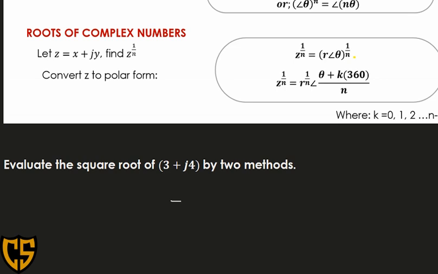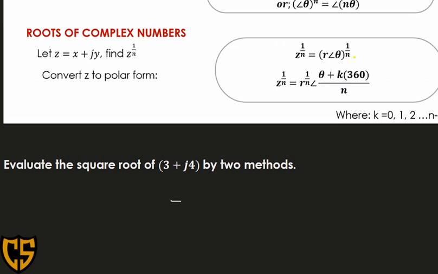Okay, so hello guys. For this video, we are going to learn how to solve for the roots of complex numbers. Specifically, we are going to discuss the square root of complex numbers. So we have here the formula for the roots of complex numbers.